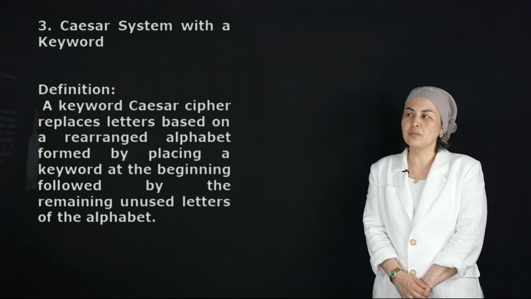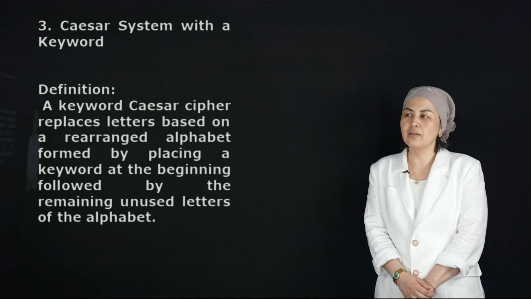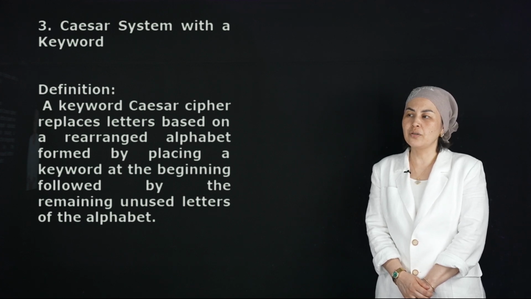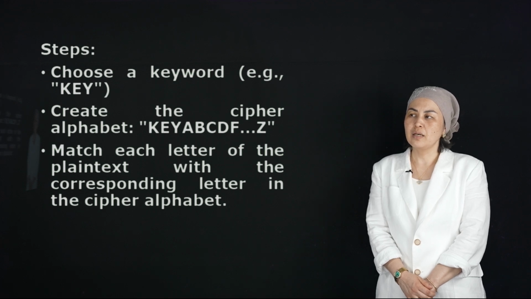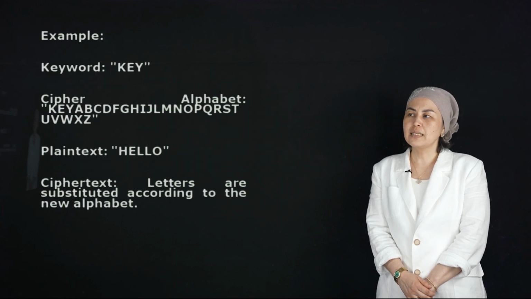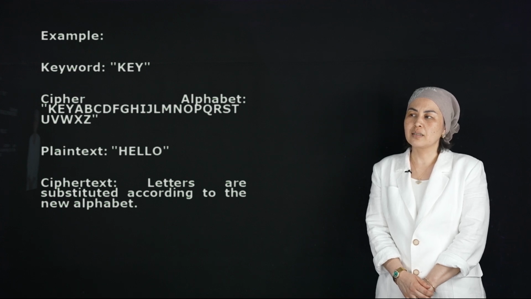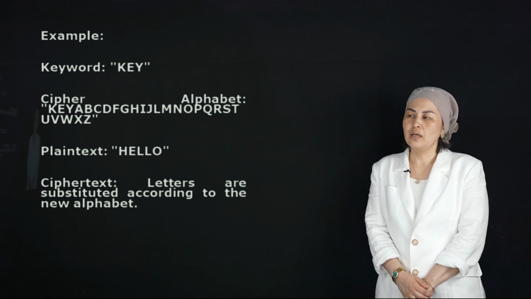Third question is about the Caesar system with the keyword. A keyword Caesar cipher replaces letters based on a rearranged alphabet formed by placing a keyword at the beginning, followed by the remaining unused letters of the alphabet. The steps: the first one, choose a keyword, for example KEY. Next step, create the cipher alphabet, for example K, E, Y, A, B, C, D, F, etc. up to Z. Next step, match each letter of the plaintext with the corresponding letter in the cipher alphabet. Example: keyword KEY, cipher alphabet K, E, Y, A, B, C, D, etc. X, Z. Plaintext HELLO, and the ciphertext letters are substituted according to the new alphabet.